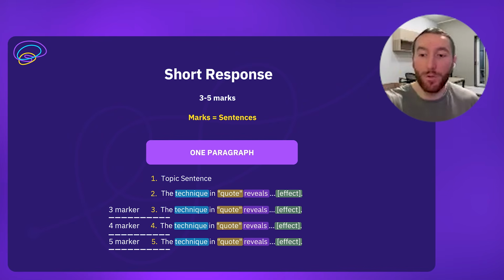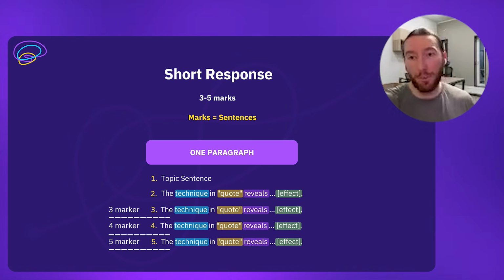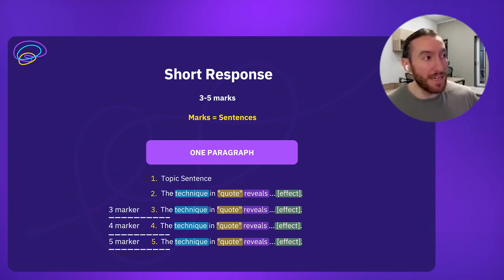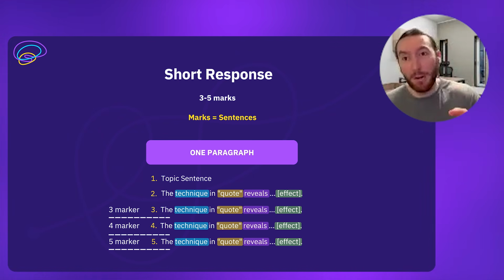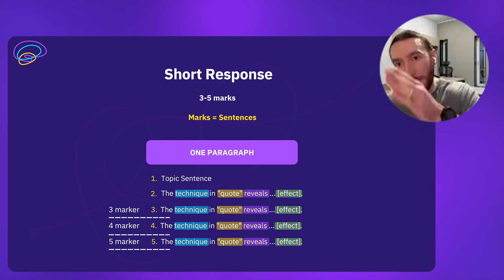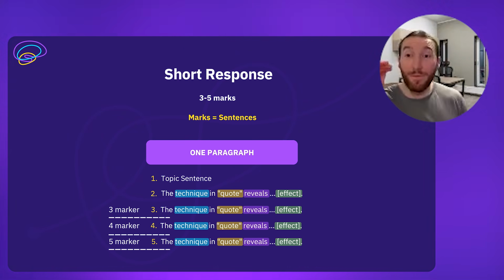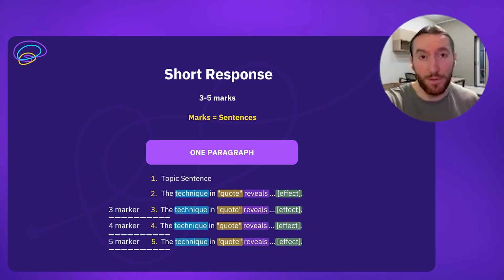Your first sentence for every 3 to 5 mark response needs to be a topic sentence, not a list of techniques, not a quote. Don't bring that in yet. You'll bring it in after. So for a 3-marker, you'll only have 2 pieces of evidence. And you can literally bring them in the way you see here. The technique, the metaphor in the quote reveals this effect. Use the keywords of the question when explaining the effect. You can be very, very structured and formulaic for short answers. Okay, so don't feel like you need to be fancy.